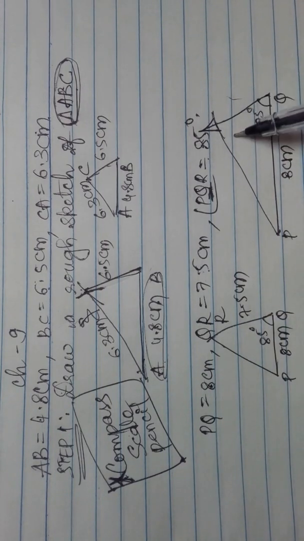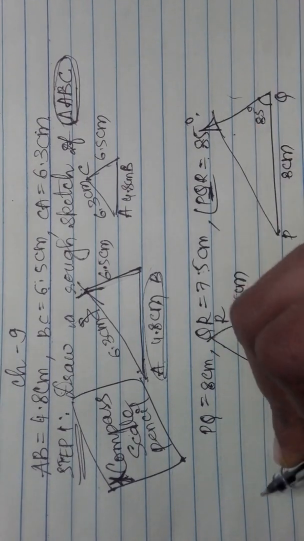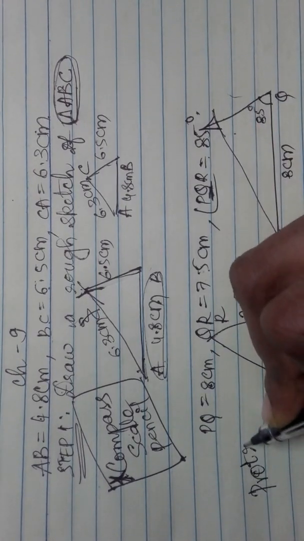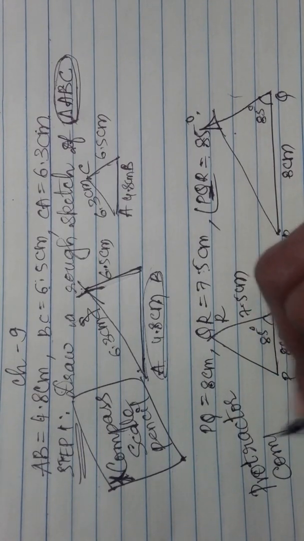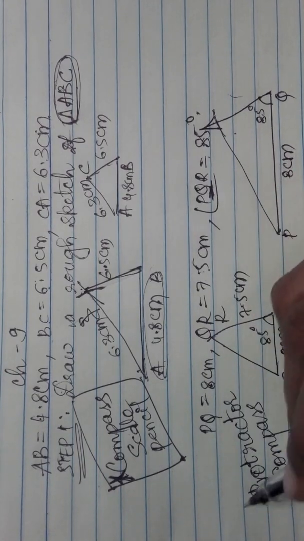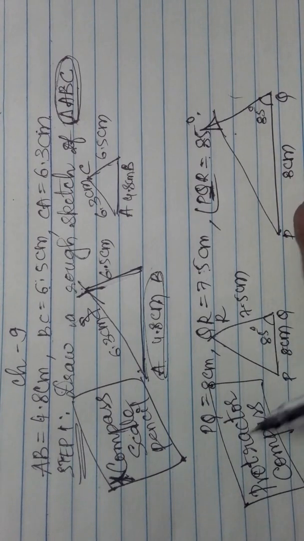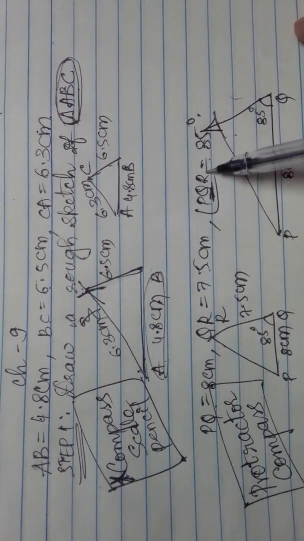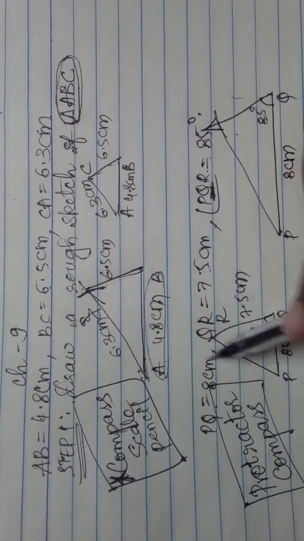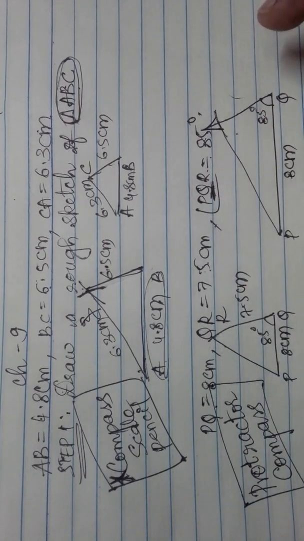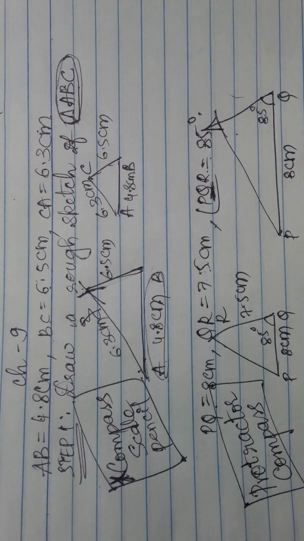Okay. So here what did we use? We have used our protractor and compass. For construction, scale, pencil, eraser, all those things are common. So when two sides and one angle are given, for the angle we use the protractor, and the compass we use to cut an arc of the given length. Understood?